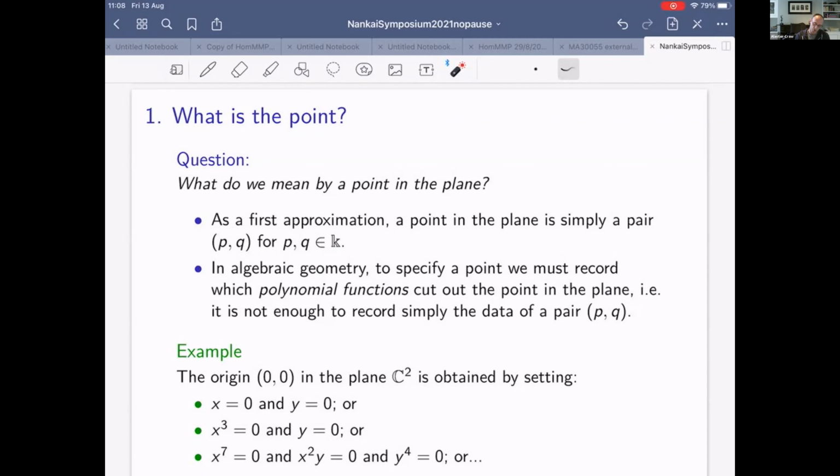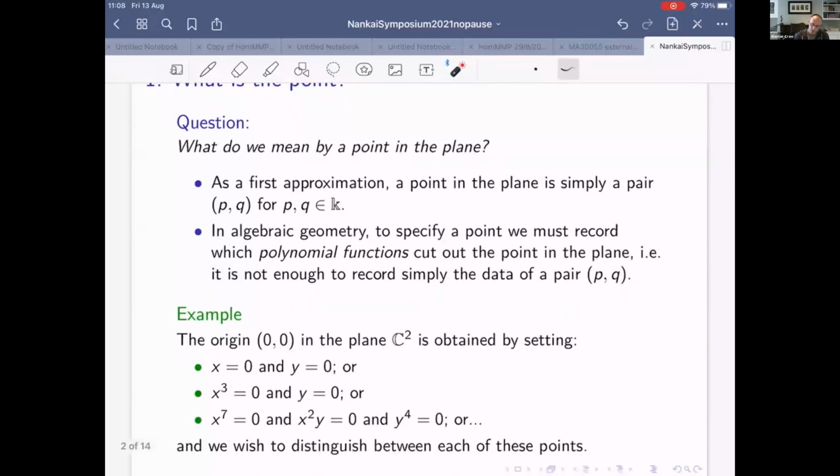So a point, on the first approximation, is just a pair of scalars, so an element in a two-dimensional vector space. However, we as algebraic geometers are very much interested in the polynomial functions that cut out that point. And we insist that our point remembers the functions that cut it out. And so we're going to have to record that data.